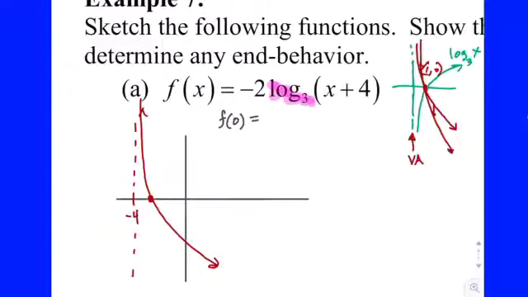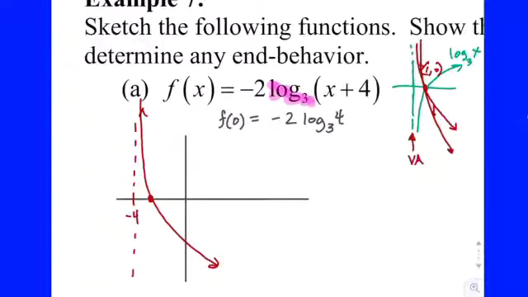f of 0 is negative 2 log base 3 of 4. Log base 3 of 4. What's log base 3 of 4 equal to? 3 to what power is 4? It's going to fall between which two integers? 1 and 2, right? 3 to the first is 3, too small. 3 squared is 9, too big. So log base 3 of 4 is 1 point something. What's 1 point something times negative 2? Negative 2 point something, right?